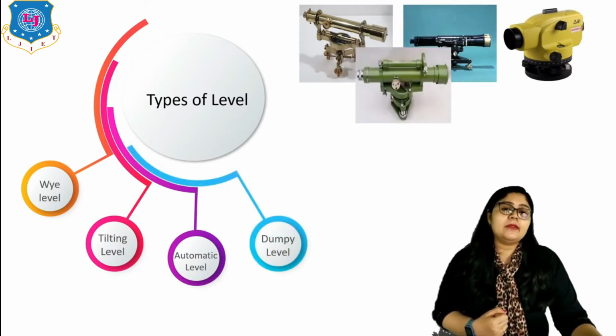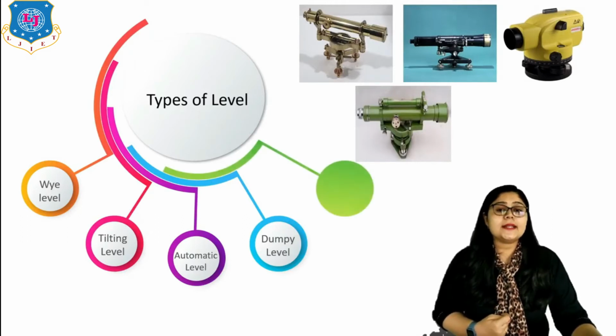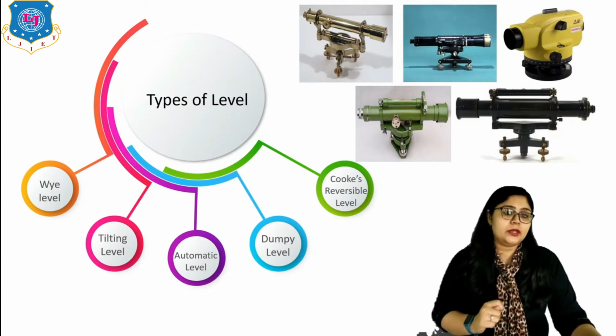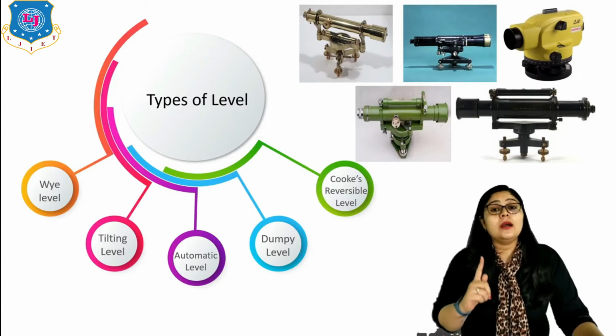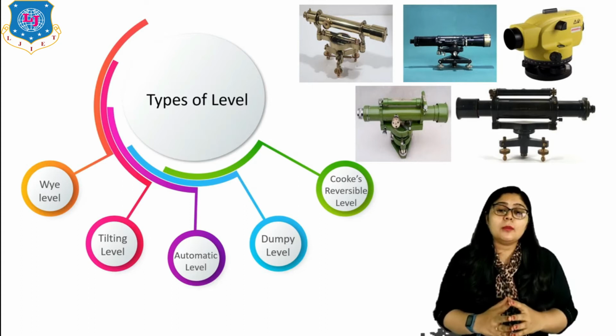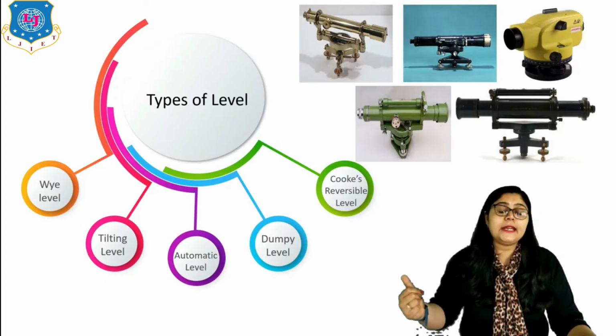Next is the dumpy level. So here the construction of the dumpy level is clearly shown on screen. And lastly, the Cooke's reversible level, right? Now you can see on screen how different types of levels have different constructions, but the concept is the same, to take the readings with respect to or in terms of height, right? But for now, if I talk about leveling survey, then leveling survey is all about taking levels or the height difference by using a dumpy level. So we are mainly focused on the dumpy level, right?